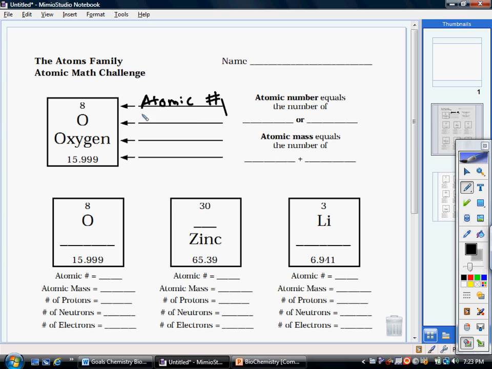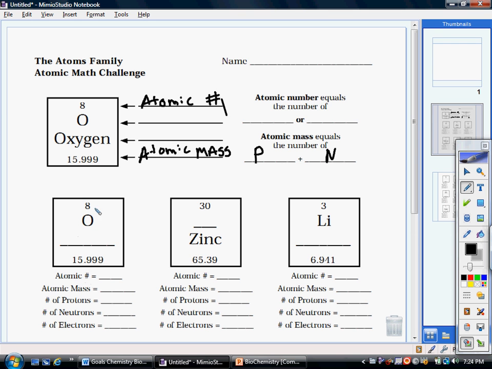So this is the atomic number, this is the symbol, this is the element name, and this is the atomic mass. You'll have to forgive my writing, as this is the first time I've ever used this pad. The atomic mass equals the number of protons plus the number of neutrons. So if we're going to determine the number of protons or electrons for any one of these, it's a fairly simple process.